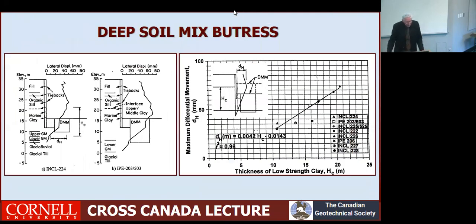So what we see on this next slide are some actual measurements of the lateral displacement profiles from the inclinometers. You can see that there is a height of clay over which the deformation is occurring. There is the depth of this deep soil mix. And we have this D sub H, which is the horizontal deformation, and this is pretty much a linear trend. So if we take the D sub H and divide it by the H sub C, you actually get a measurement of the shear strain. And therefore, if I plot the D sub H as a function of the thickness of the low strength clay, H sub C, the slope of that curve is the actual shear strain that's being developed in the soil elements.